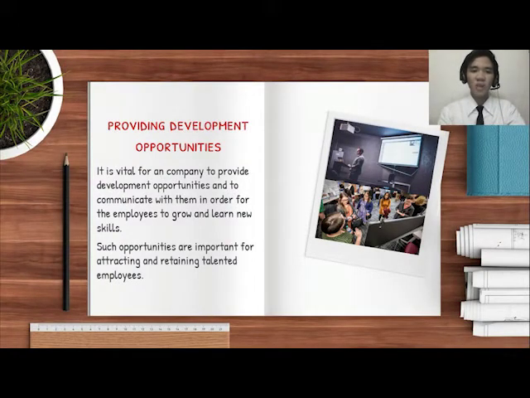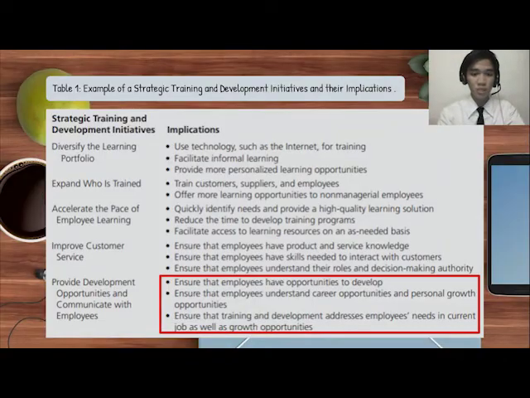Next, providing development opportunities. It is vital for the company to provide development opportunities and to communicate this to the employees in order for them to grow and learn new skills. These opportunities are important for attracting and retaining talented employees. The implication for this is to ensure that employees have opportunities developed, understand career opportunities and personal growth opportunities, and that training and development addresses employees' needs in their current job as well as growth opportunities.